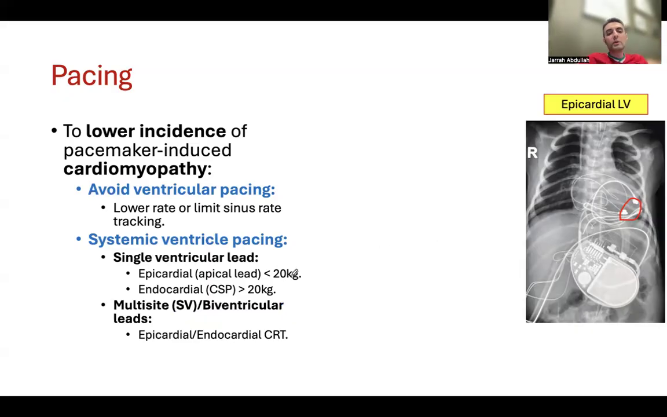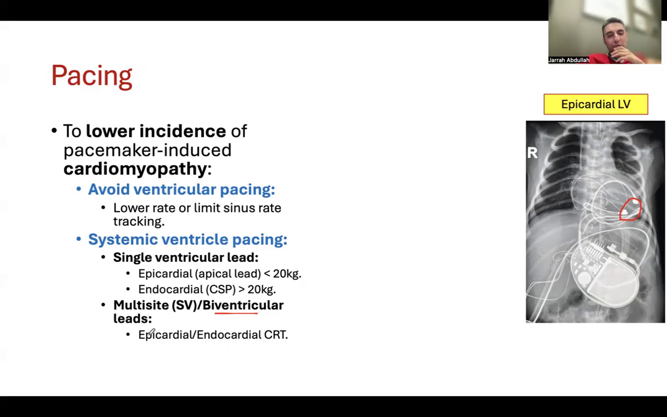Otherwise, you could implant two leads on the ventricles, and this is called biventricular pacing. If you have a biventricular patient, or if you have a single ventricle patient, you can implant two ventricular leads on that same single ventricle, which is called multi-site pacing. Either way, you're trying to pace the ventricles from both sides, and hence synchrony might be better.